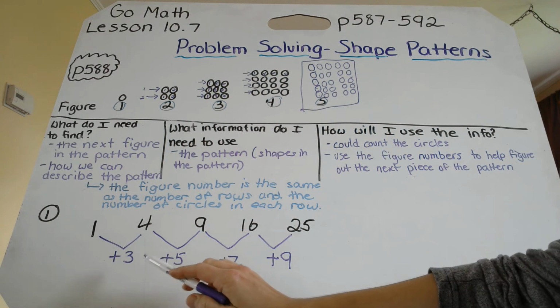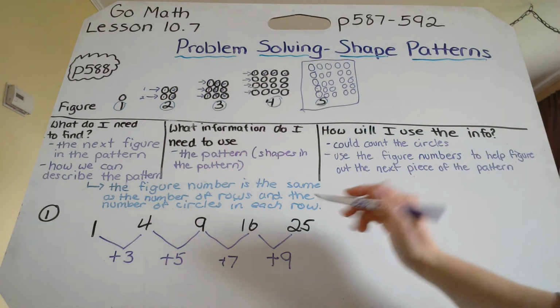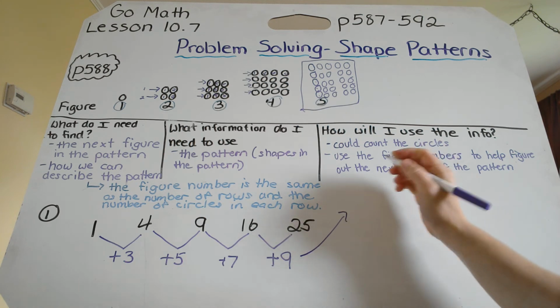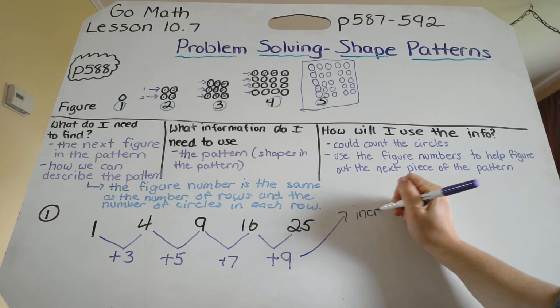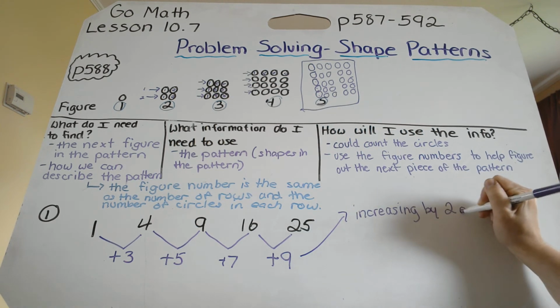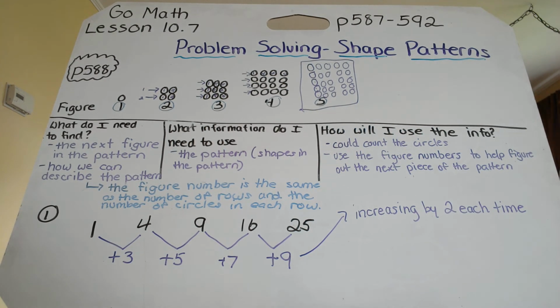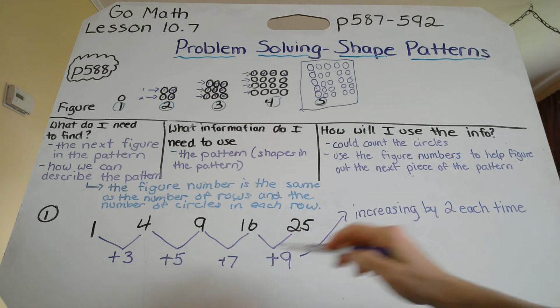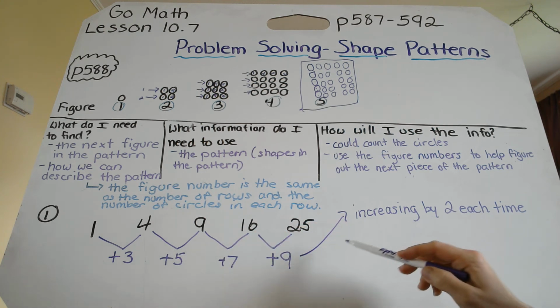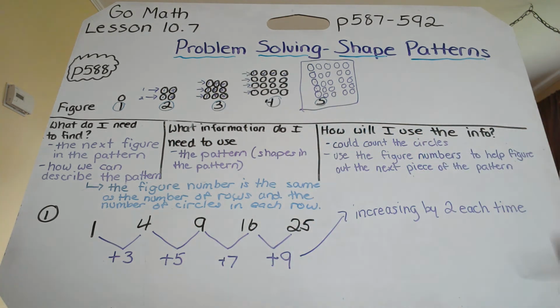So we are adding 3, 5, 7, 9. The numbers we are adding in the pattern are increasing in multiples of 2. So these guys right here are increasing by 2 each time. Okay? So if we were continuing with this, 3, 5, 7, 9, we're going up by 2s, we would have to add 11 to 25 to get our next shape if we needed to up here.